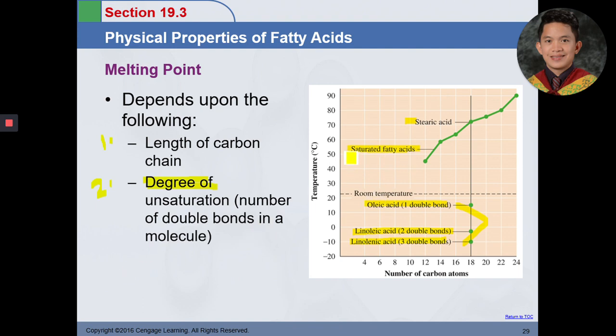Generally, again, saturated fatty acids have higher melting points than unsaturated fatty acids. Now, for saturated fatty acids, the longer the chain, the higher its melting point. For unsaturated fatty acids, the higher the degree of unsaturation, meaning the more double bonds, the lesser is its melting point.